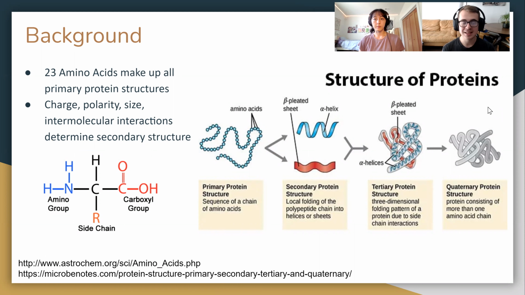and each amino acid has its own set of characteristics like its charge, polarity, size, and based off of those, it'll form different intermolecular interactions. And if you look to the graph on the right, the amino acid string and its interactions determine whether it becomes alpha helix or beta sheet, and then it continues getting structure from there. And we did our project on these first two steps.